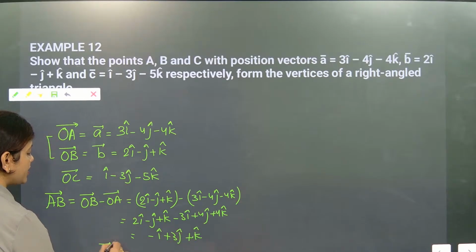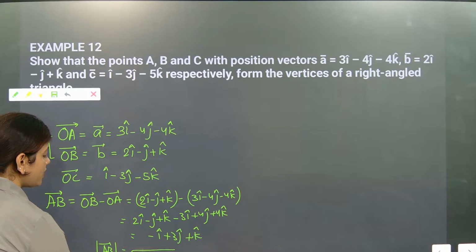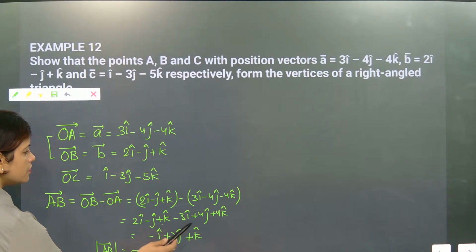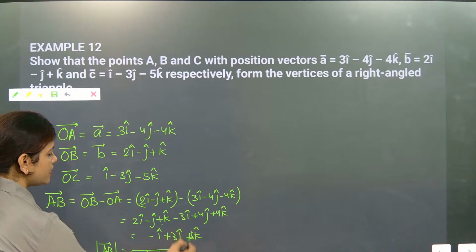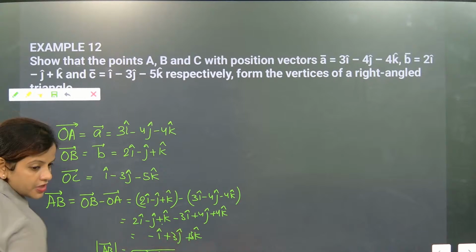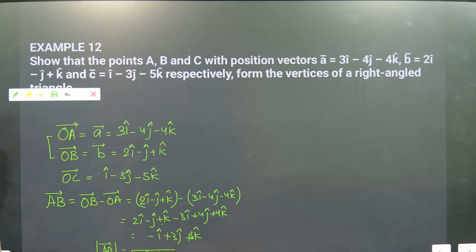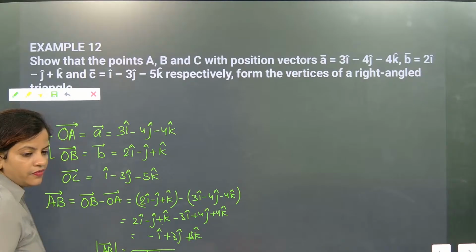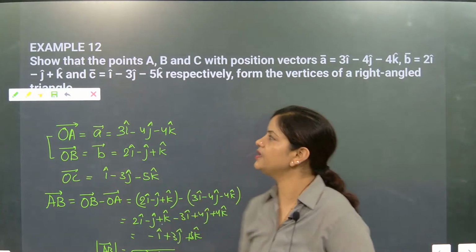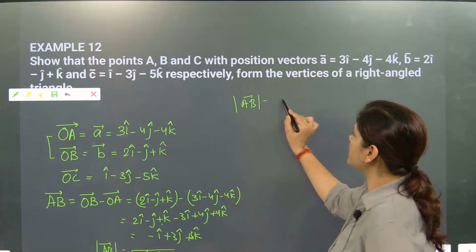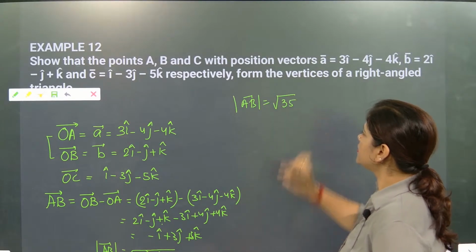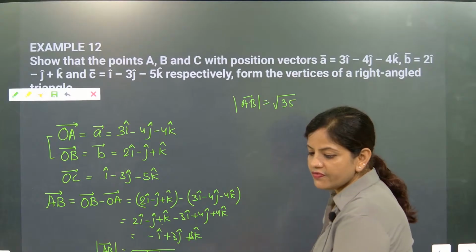Once we get the magnitude, the picture will become clear. So minus 1 square plus 3 square plus 1 square. That is 1, 9 and 25, so root under 35 is coming. Magnitude of AB vector is coming as root under 35. Okay. Now BC we will find.